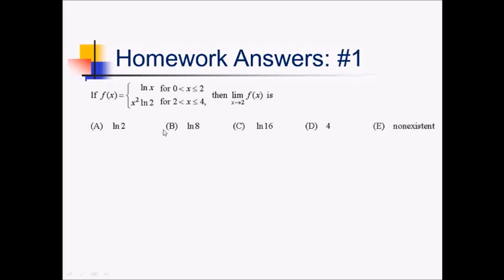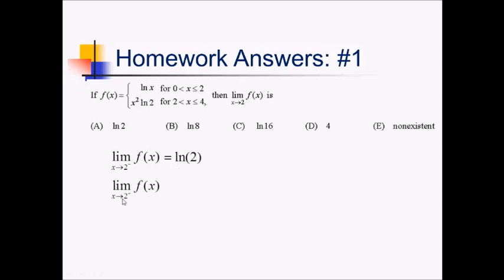For this problem, we're given this piecewise function with some log functions in it, and we want to know the limit as x approaches 2 for this function. Since 2 is a border value in this piecewise function between the first and the second rules, that means I have to look at the left and the right side limits as x approaches 2, and then compare those to see the two-sided limit. So my left-sided limit as x approaches 2, that's going to be this first rule, the before rule. That's going to be ln of 2.